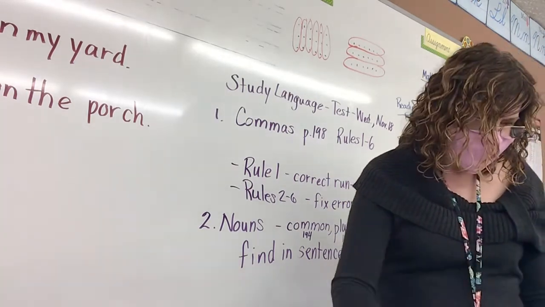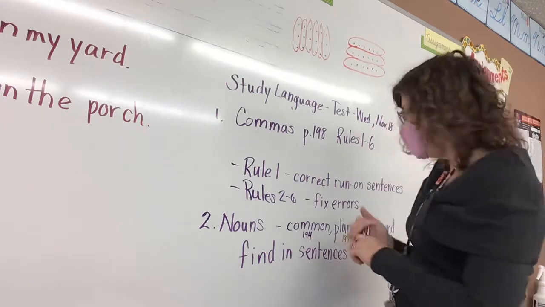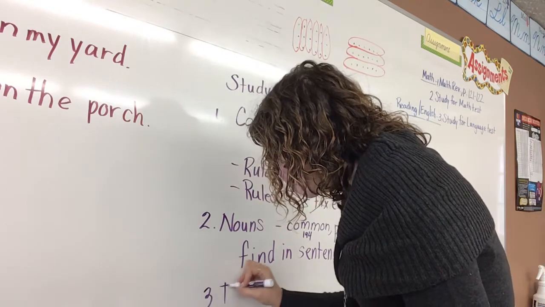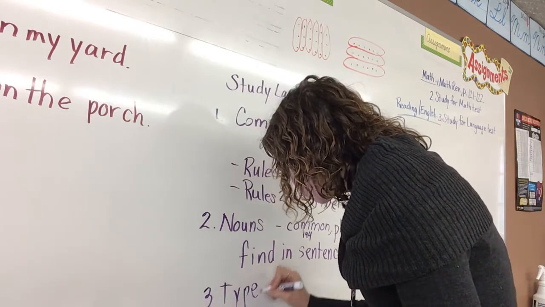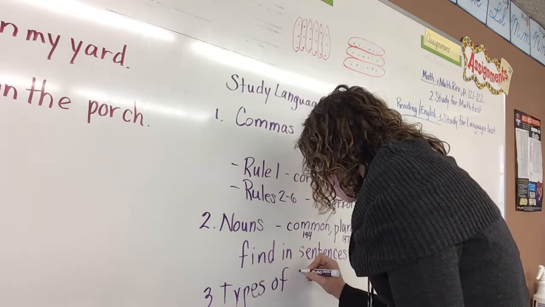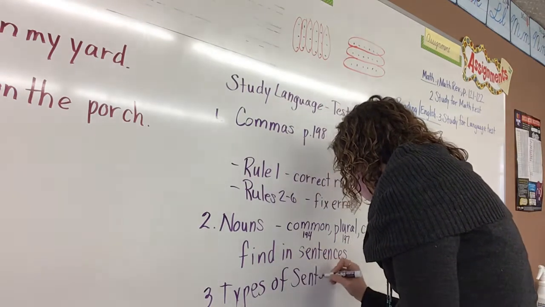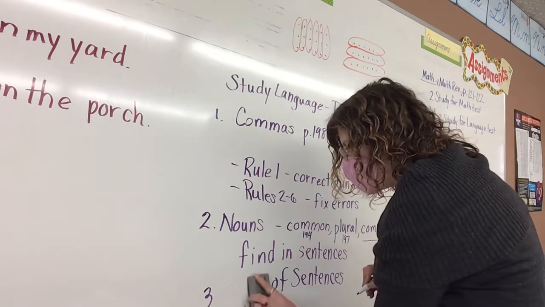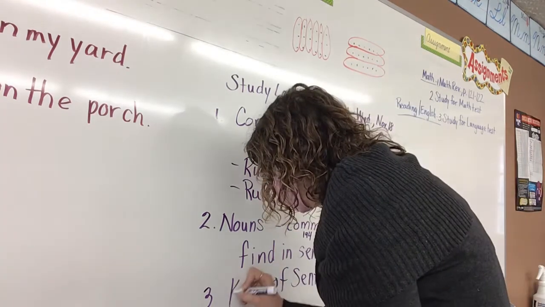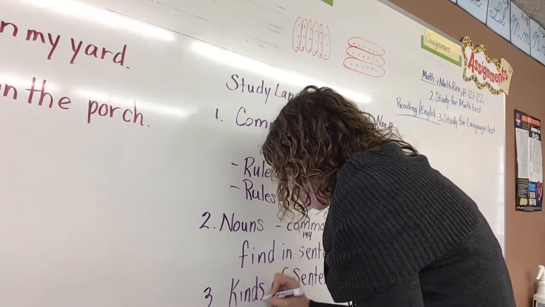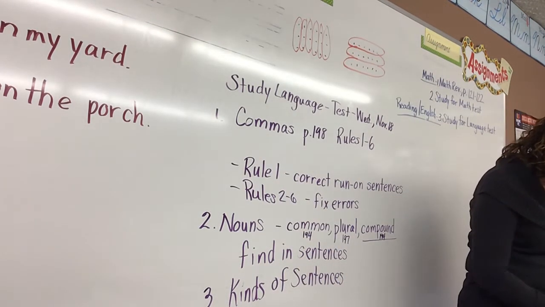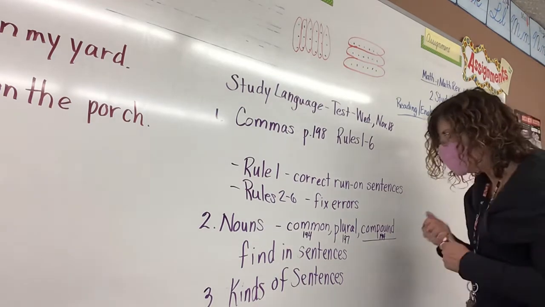Alright, the next thing is types of sentences. I'm getting a little low, but you guys have had types of sentences since I think your very first test. Yep. Or is it kinds of sentences? It is kinds of sentences, isn't it? Alright, so let's change it to kinds of sentences, because that's the way it is in your book. If I'm not mistaken, that is the way they word it in the back of your book. Yes, kinds of sentences, and that is on page 197.